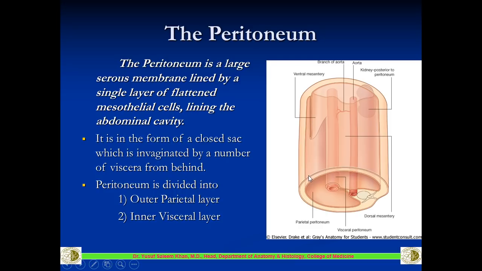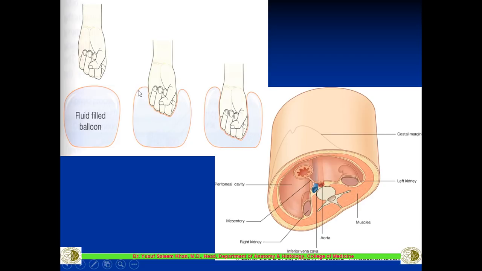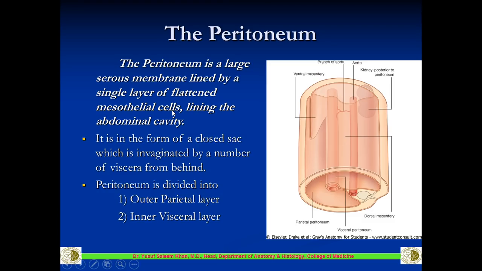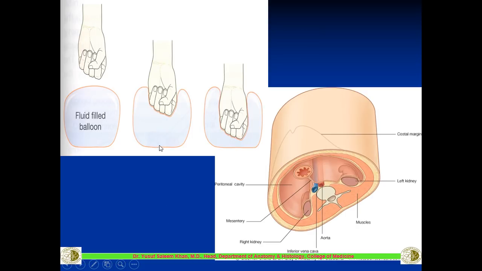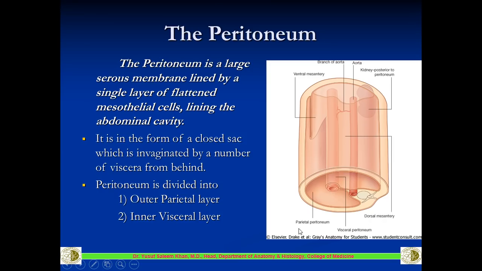peritoneal fold. Whenever these organs invaginate into this cavity, they form two layers, one which is in contact with the organ and the part of the peritoneum which is outside. So whenever an organ is invaginating, a part of the membrane is in contact with this organ. This part of the peritoneum will be called the visceral peritoneum. Here is the organ, one of the intestines invaginating. It is lined by a thin membrane, and this is called the visceral peritoneum. The other outer one, which is not in contact with this organ, will be called the parietal peritoneum. Similarly, we have the parietal as well as the visceral pericardium, as well as the pleura.